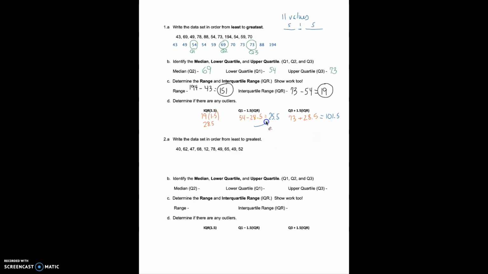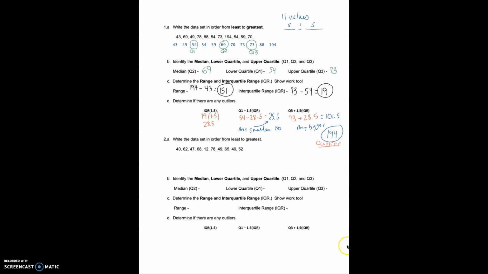Now we're going to look, were there any smaller? Any smaller than 25.5 there? No. Were there any bigger? Yeah, the one you add to, you're looking for bigger. The one you subtract, you're looking for smaller. Any bigger than 101.5? Yeah, 194. Now, you may have thought that would be your outlier, but without showing the work to prove it, you can't just say, hey, this is my outlier. You must show and prove that it's an outlier with your work. So 194 is an outlier there.